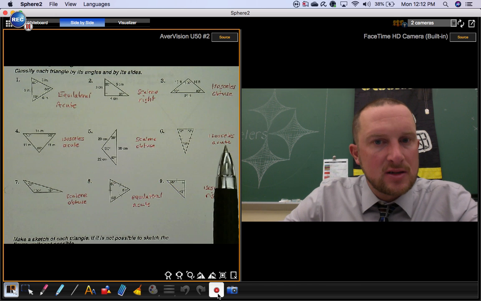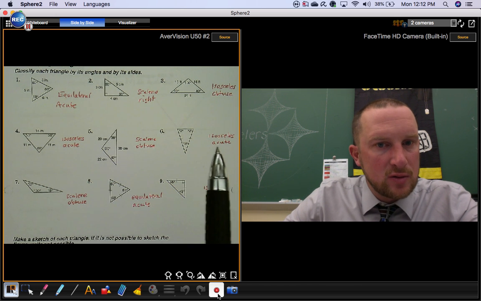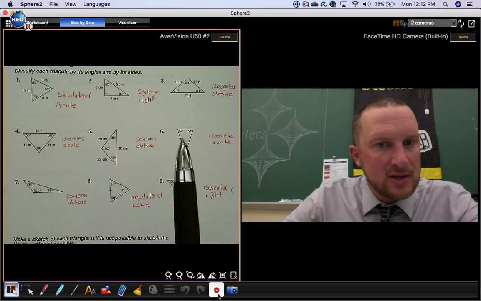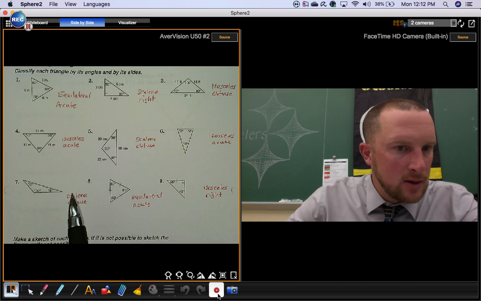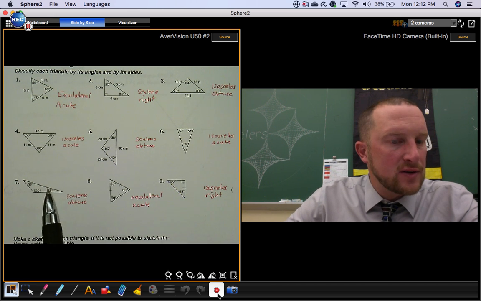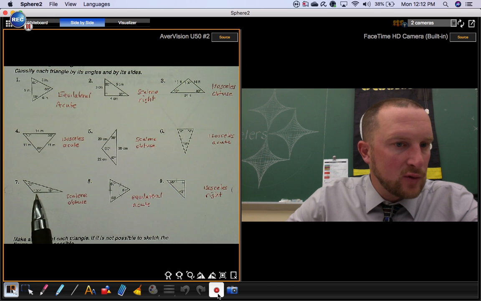In number 6, it's isosceles acute. 2 of the angles match, 2 of the sides match. It's acute because all of the angles are less than 90. Number 7 is scalene obtuse. All of the angles are different. 1 angle is bigger than 90.